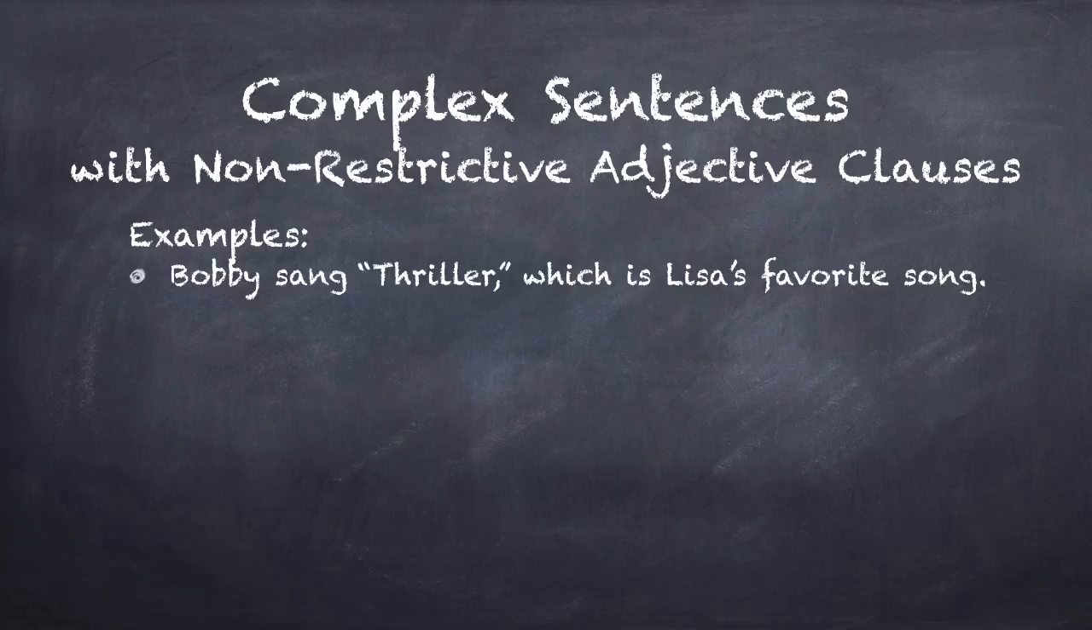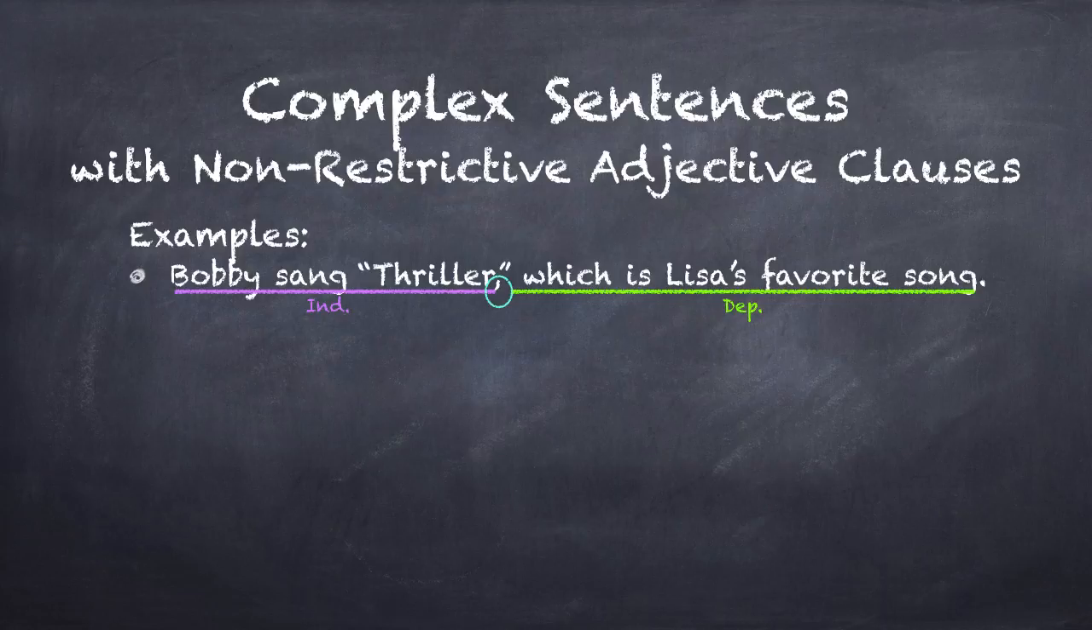For our first example, we have Bobby sang Thriller, which is Lisa's favorite song. The independent clause here is Bobby sang Thriller. The name Thriller tells us exactly what song Bobby sang, so we really don't need any additional information to know what song Bobby sang. We may choose to give additional information with a non-restrictive adjective clause. In this case, we added the information which is Lisa's favorite song. This information is not necessary to know what song Bobby sang. Notice that when we have a non-restrictive adjective clause, we also use a comma.